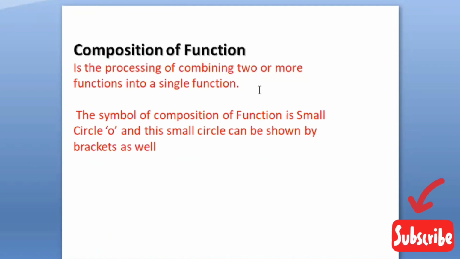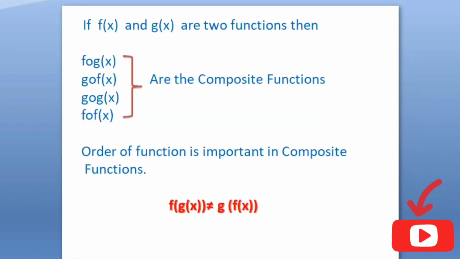So the composition of functions is a process of combining two or more functions into a single function. The symbol of composition of functions is a small circle like this, and this small circle can be shown by brackets as well. Let's have a look. If f of x and g of x are two functions, and we combine both these functions, what will we get from it? f of g of x is our composite function.